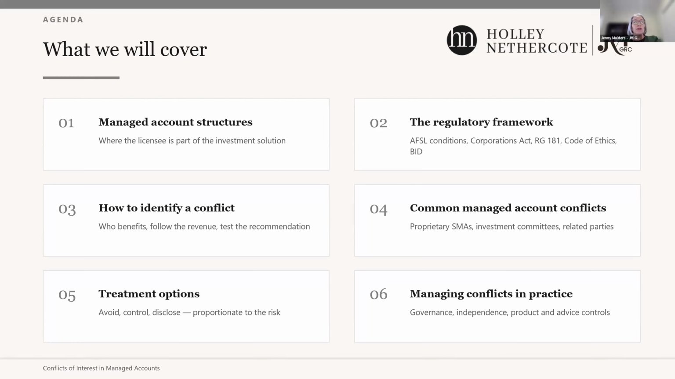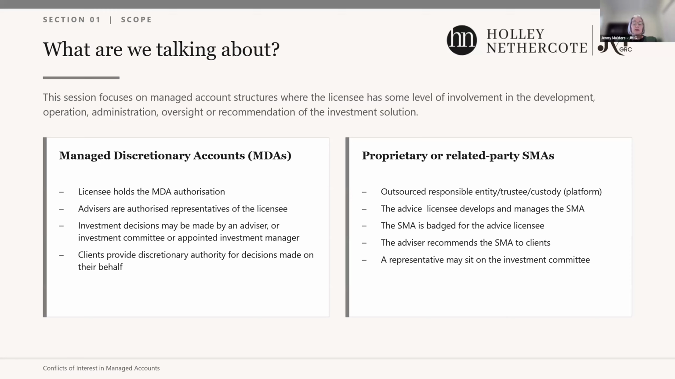We're going to try to peel back the layers and dig into the detail as it applies to managed accounts. We're looking at the actual structures, so I'll give you an overview of that. Jesse will help us look into the legislative and regulatory framework and what applies to you. We'll look at helping you identify a conflict, probably one of the hardest things, and how to manage and treat those, and then give you some practical examples from our experience of things that work and maybe some things that don't.